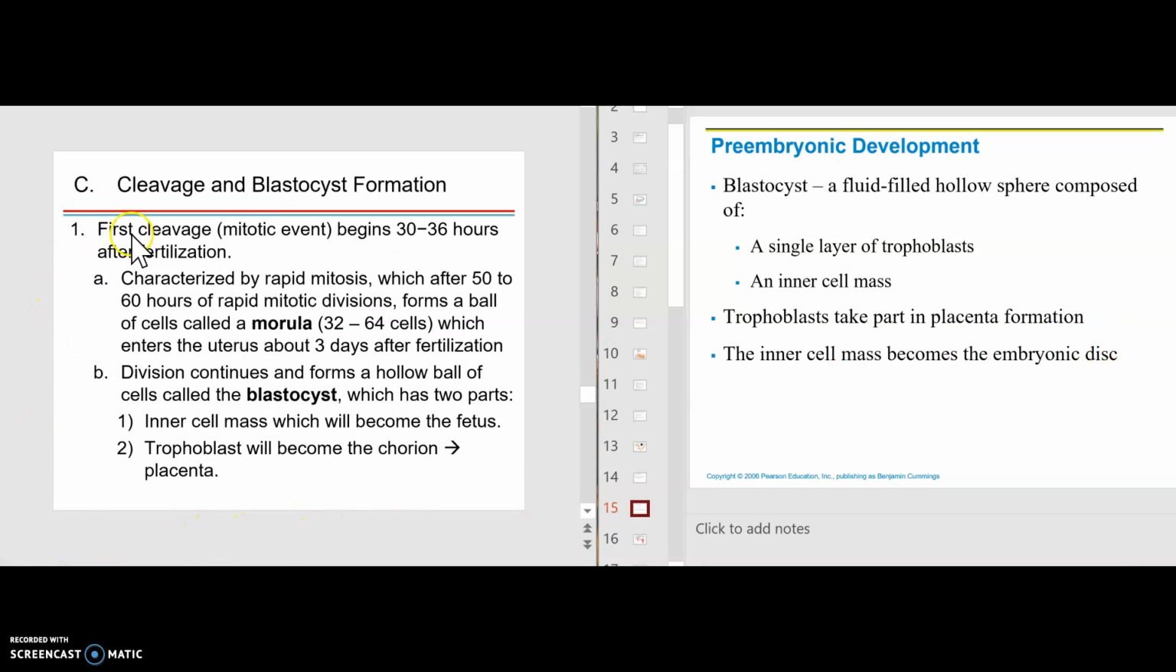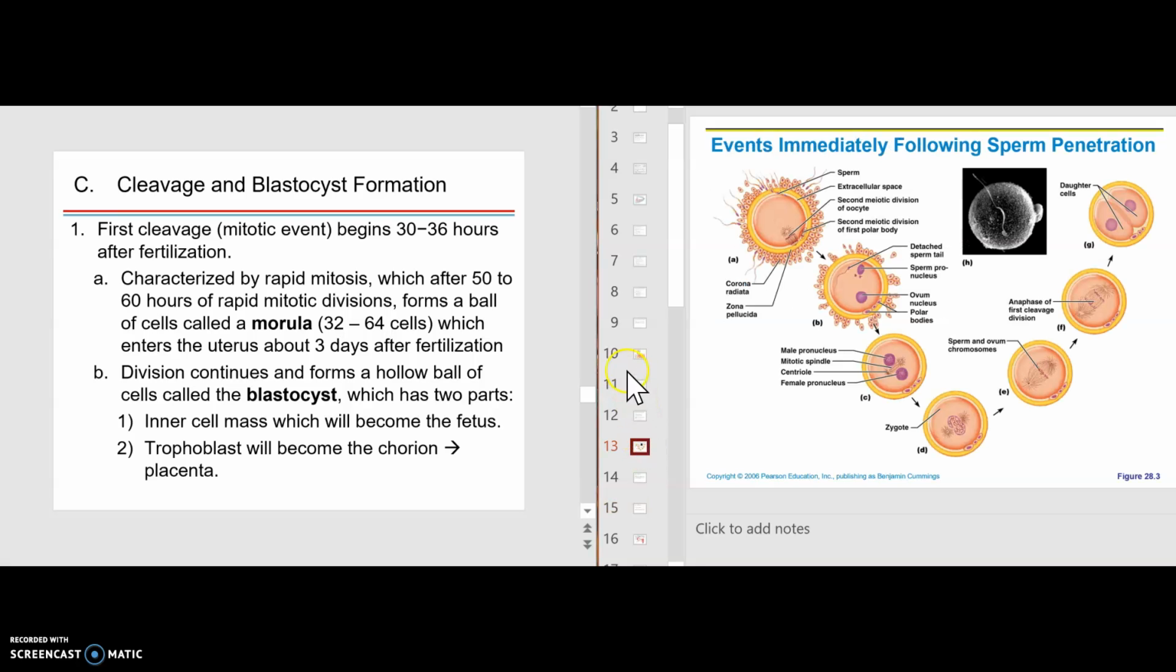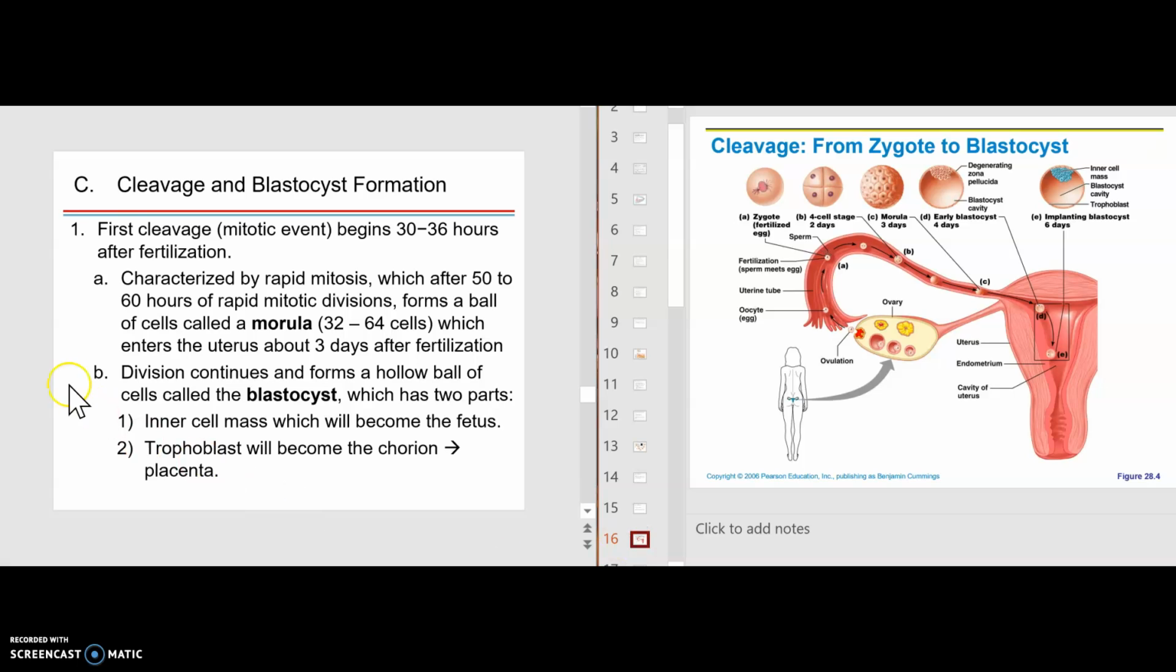Again, using this PowerPoint, the first cleavage, mitotic, begins 30 to 36 hours after the fertilization. So we're using that one. We go here again. Characterized by rapid mitosis, which after 50 to 60 hours forms a ball of cells called a morula, which enters the uterus in about 3 days.